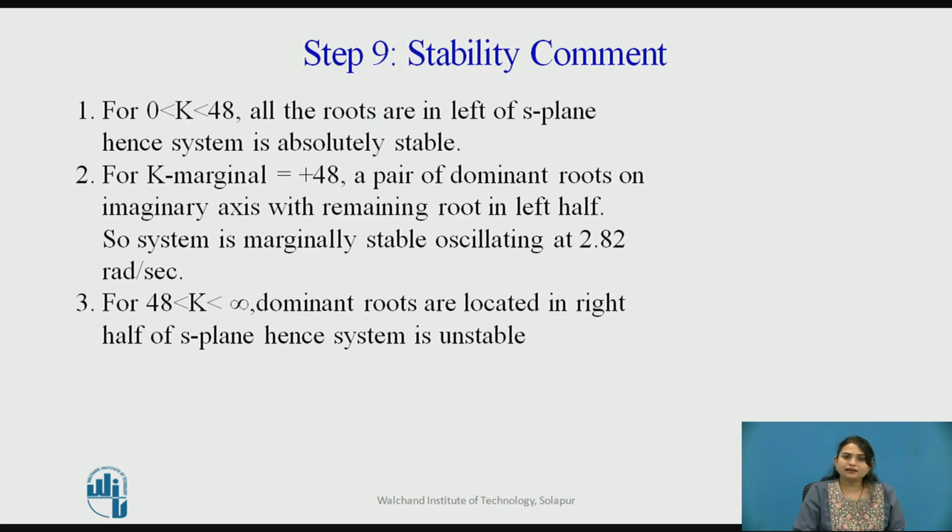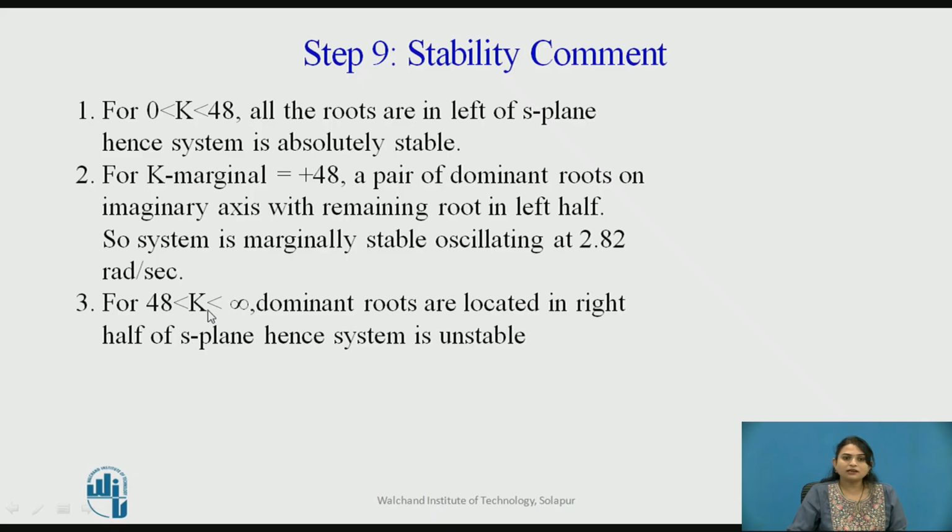Now for the stability analysis, step number 9. Here if k is less than 48 and greater than 0, all roots are in the left of the S plane, hence the system is absolutely stable. And when we put k marginal equal to 48, a pair of dominant roots lie on the imaginary axis with the remaining roots in the left half plane. So the system is marginally stable, oscillating at 2.82 radian per second. From the imaginary axis intersection point, we have calculated the omega value, which is 2.82.